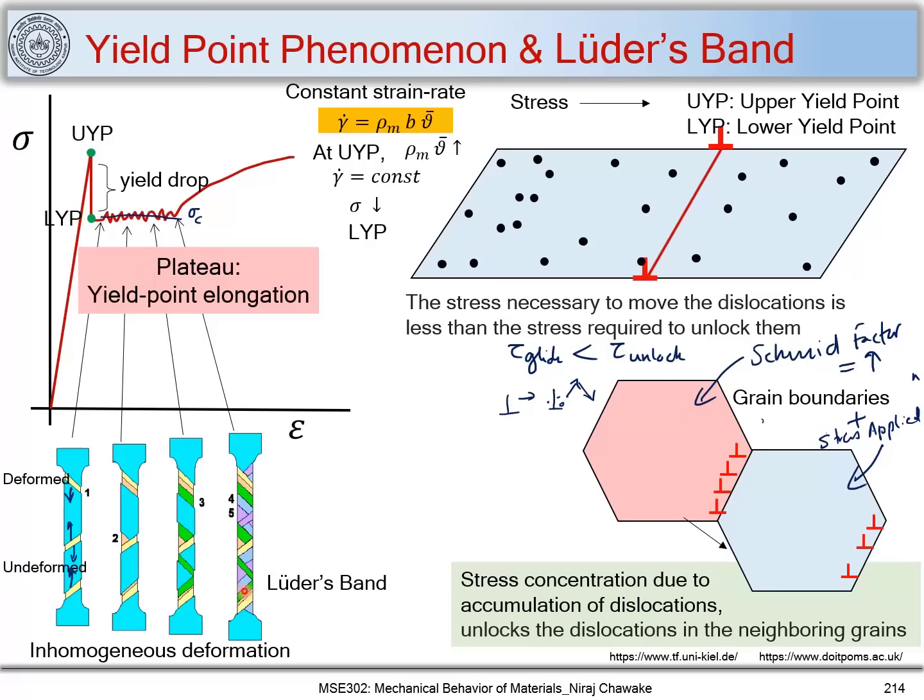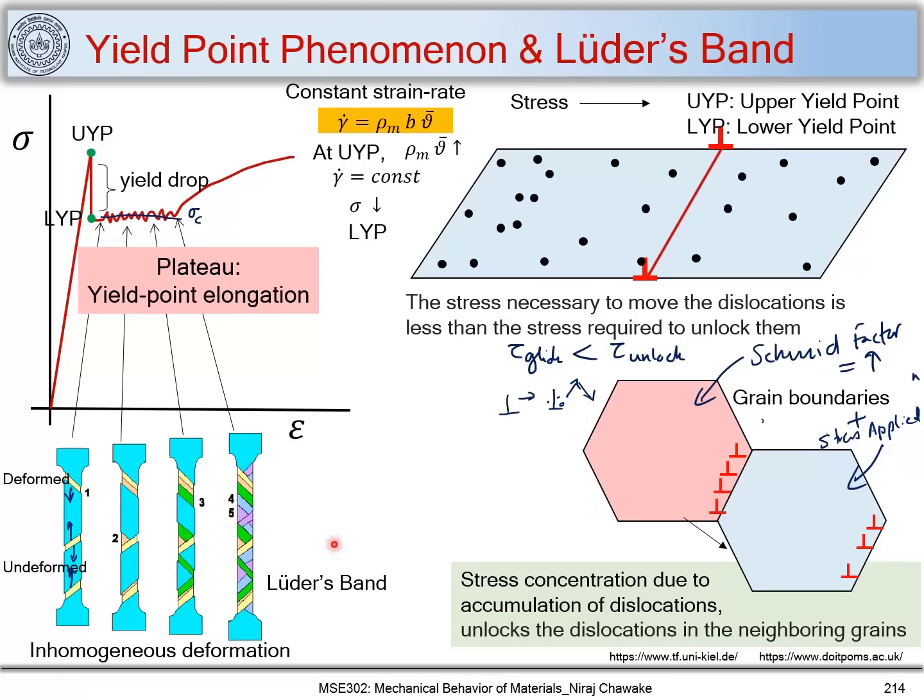And once these Luder bands occupy the entire gauge length, the deformation will proceed in a homogeneous way. So we have homogeneous deformation occurring in the sample. Why am I calling this inhomogeneous deformation? Because the sample is not deforming homogeneously. It is deforming in this place, or in this place, and in this place, which is represented by Luder's band. And we have seen this phenomenon.